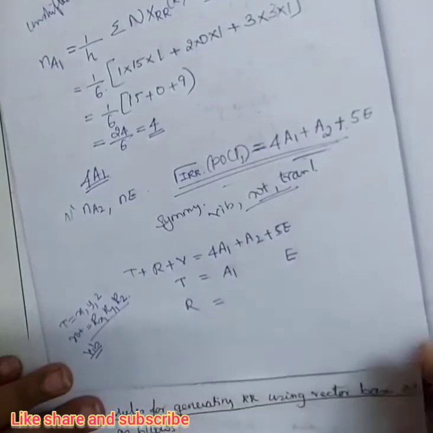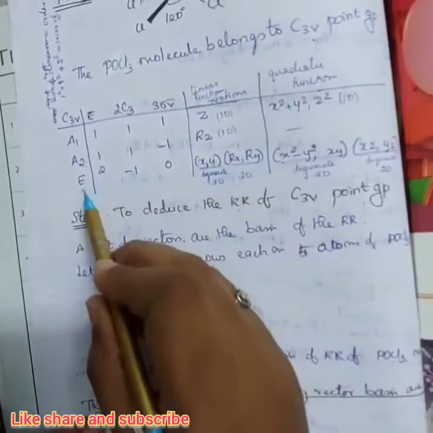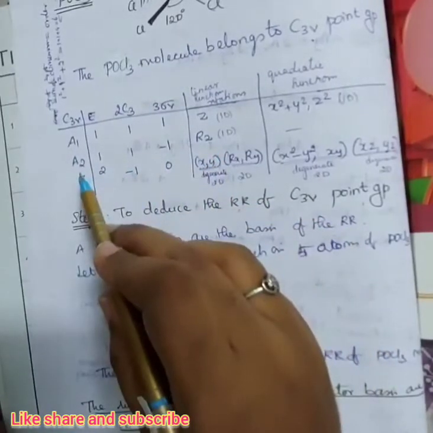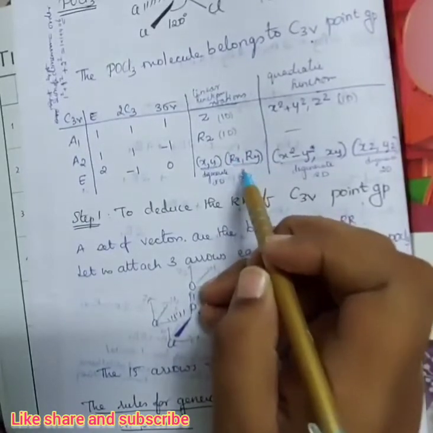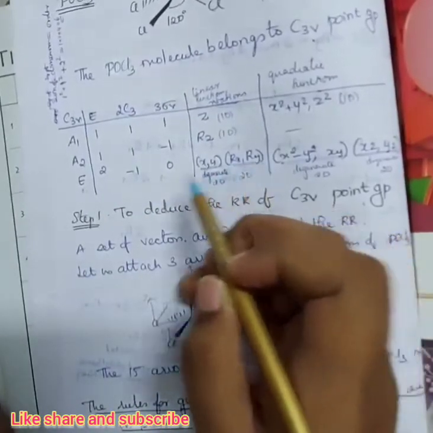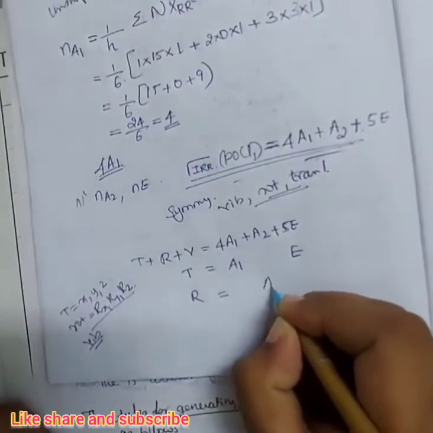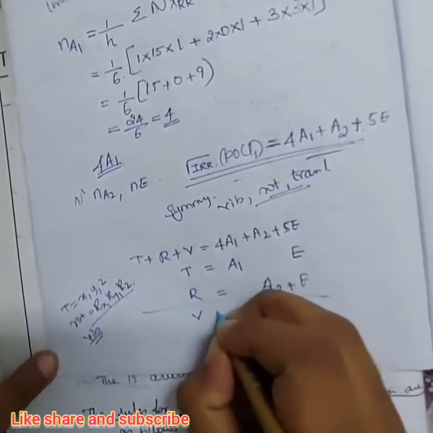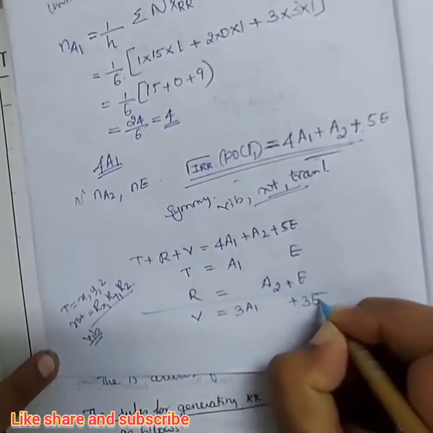For rotation, let's calculate. In case of rotation, we have Rz in A2 and Rx and Ry in E. A1 and A2 are one-dimensional, so we have one A2 in rotation, and in the case of Rx and Ry, they are together given in the bracket, so it is a two-dimensional irreducible representation. So we have to take Rx and Ry as 1E. In the case of rotation, we have one A2 and 1E. So in the case of vibration, we have 3A1 and 3E.